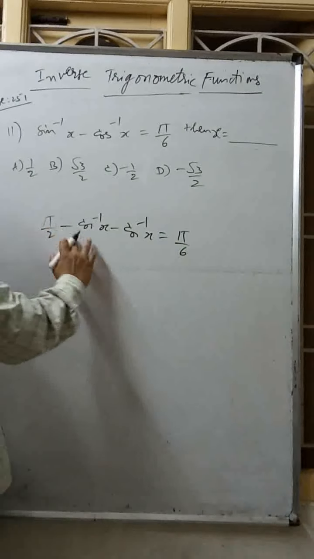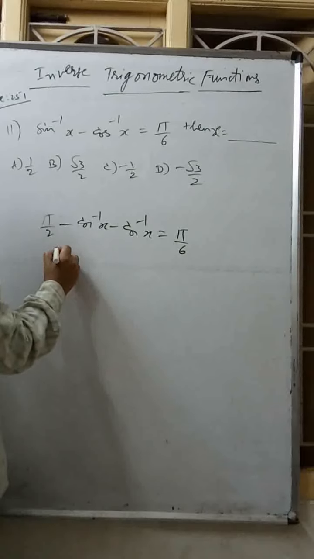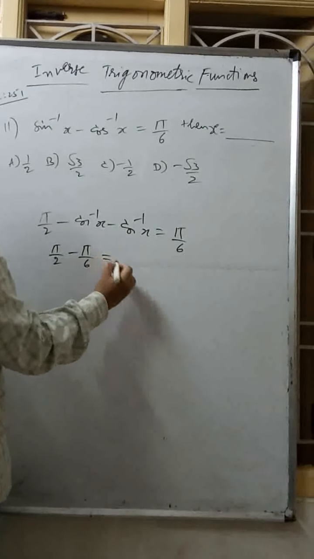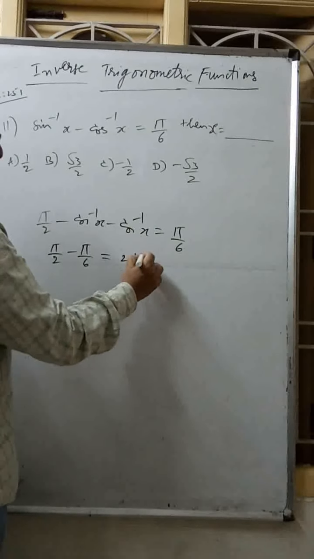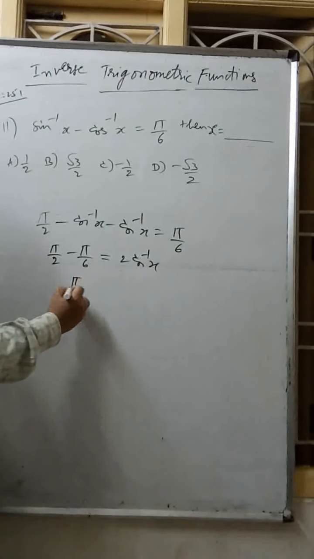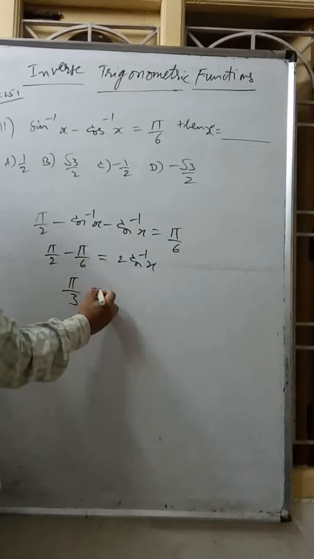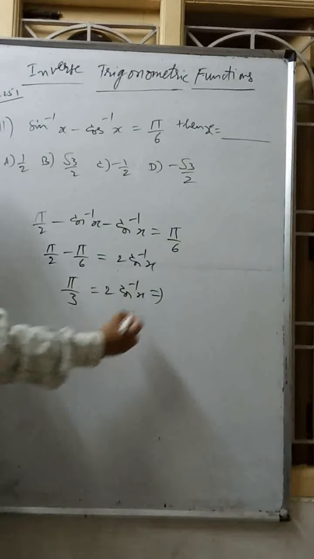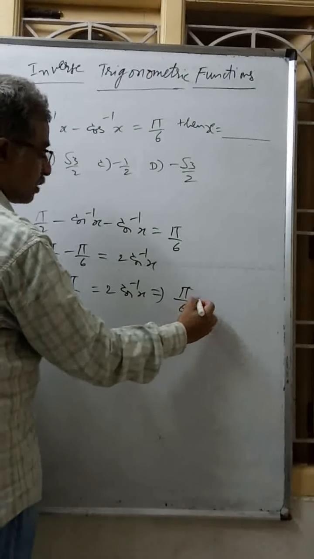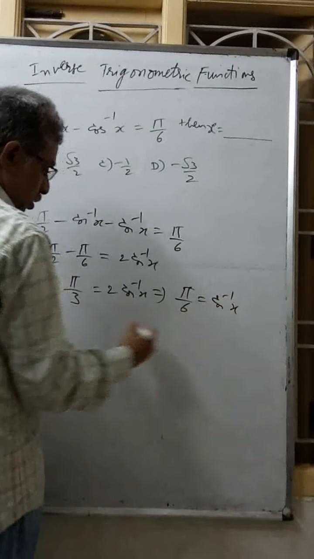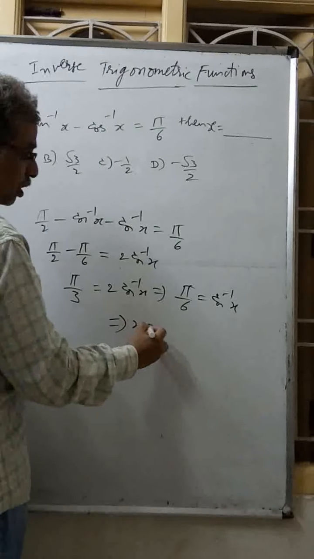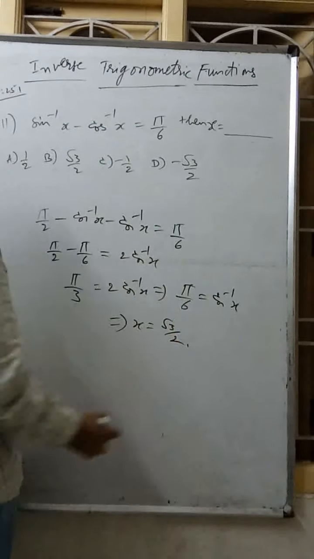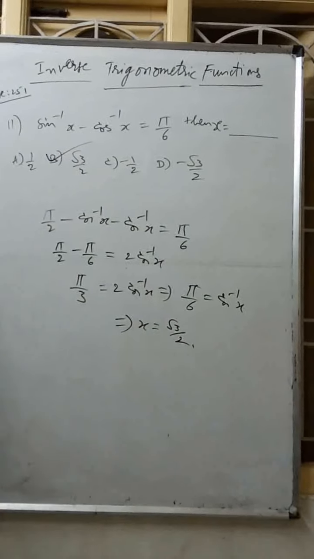Now pi by 6 to this side, and 2 cos inverse to that side. So pi by 2, 90, minus 30, pi by 6, equal to 2 cos inverse x. 90 minus 30 means 60, that is pi by 3, equal to 2 cos inverse x. This 2 goes to this side, so pi by 6 equal to cos inverse x. That implies x equals cos pi by 6. Cos 30, how much? Root 3 by 2. So our option is B.